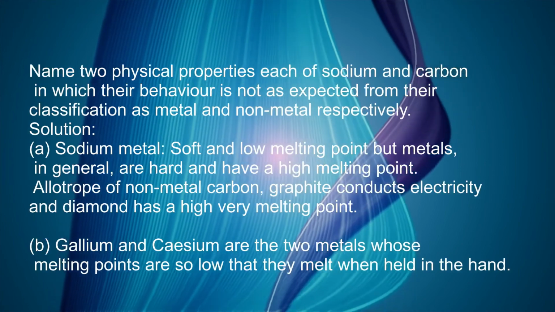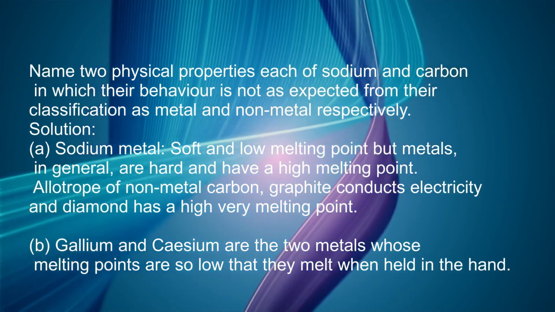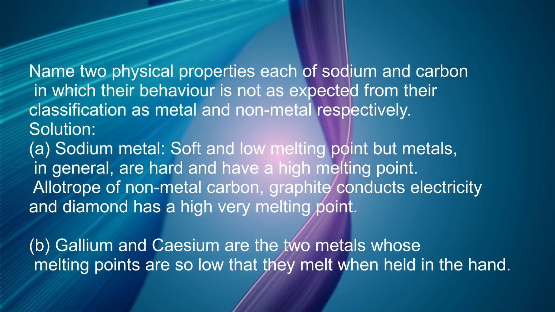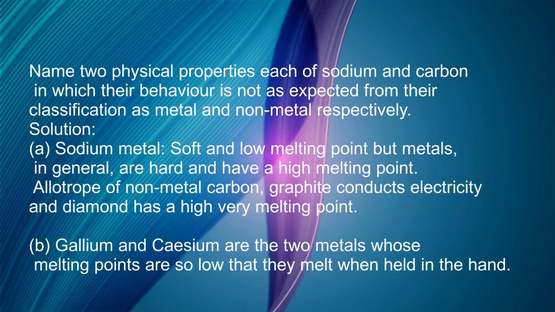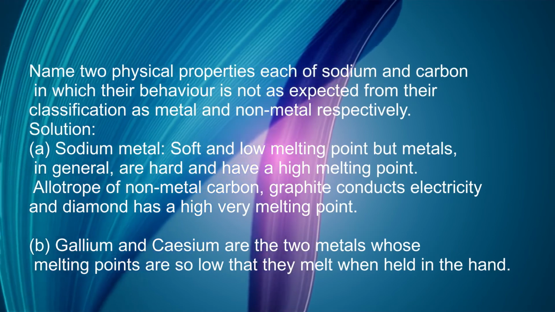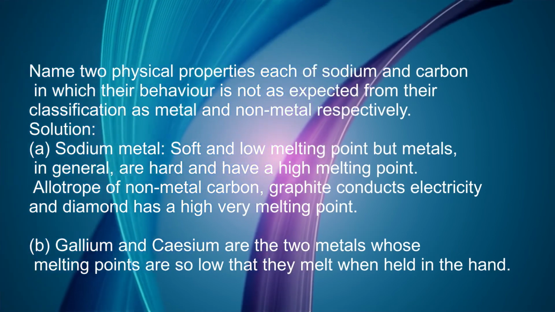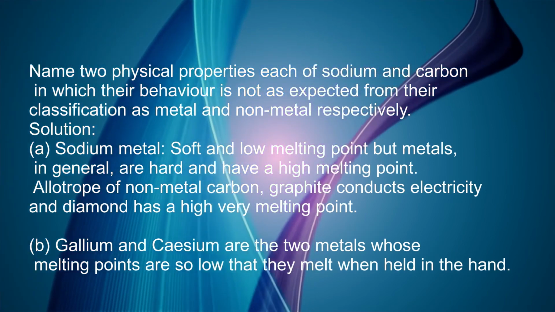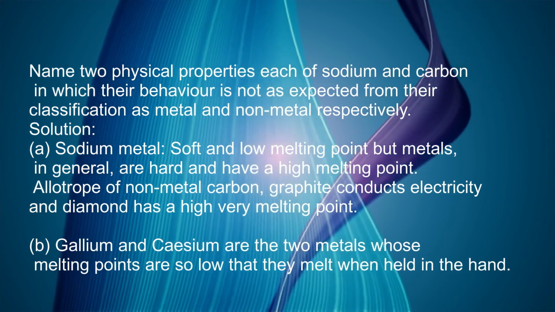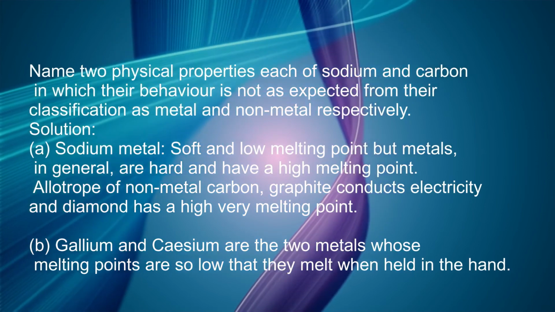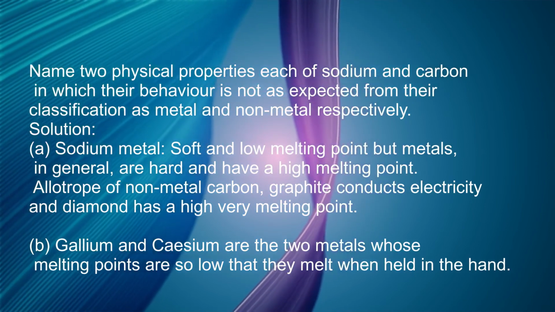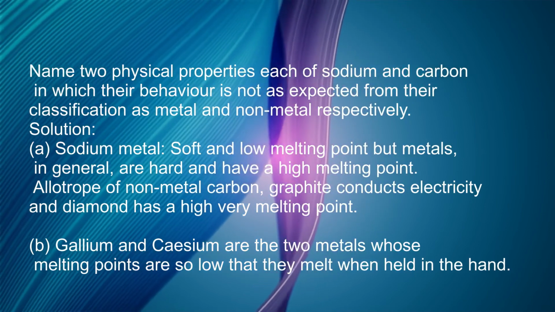Name 2 physical properties each of sodium and carbon in which their behavior is not as expected from their classification as metal and non-metal respectively. Solution. A. Sodium metal is soft and has a low melting point, but metals in general are hard and have a high melting point. Of the allotropes of the non-metal carbon, graphite conducts electricity, and diamond has a very high melting point.